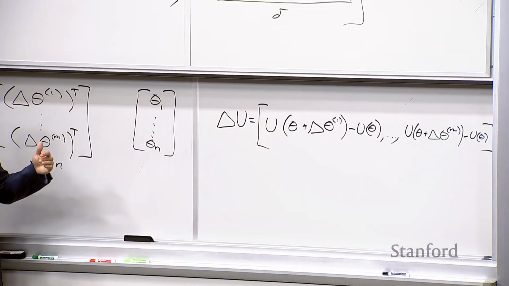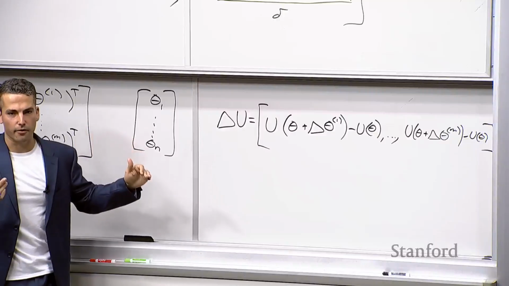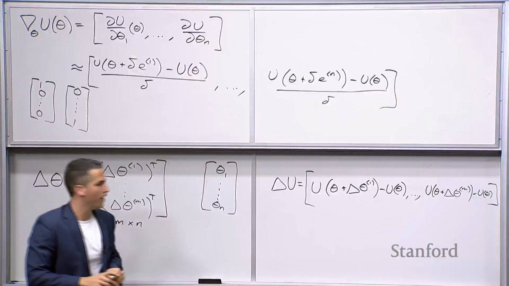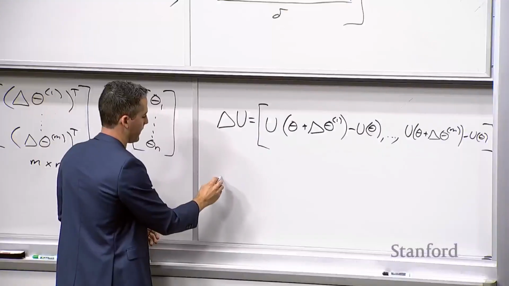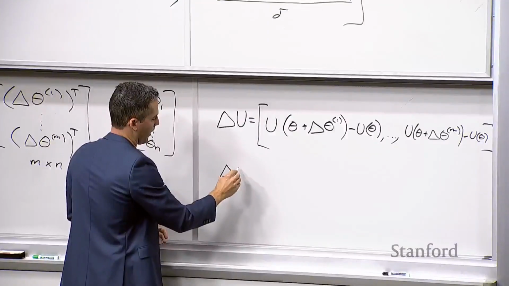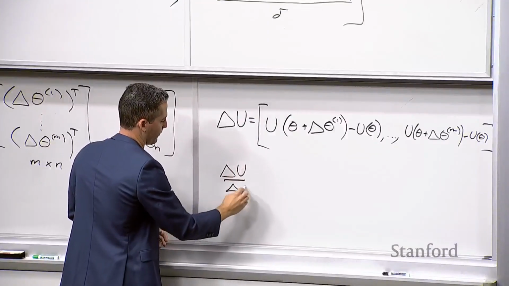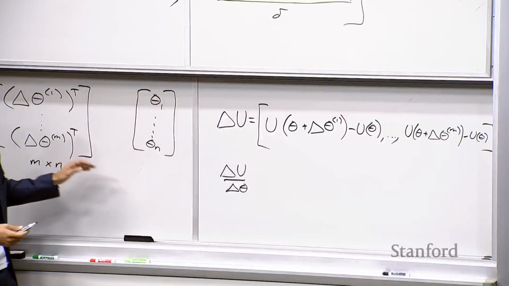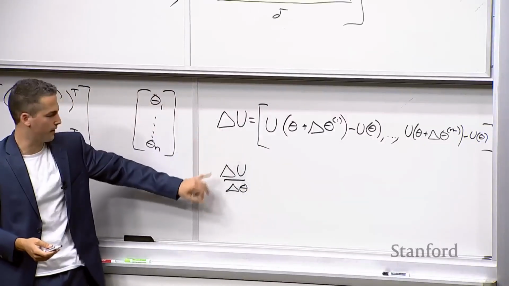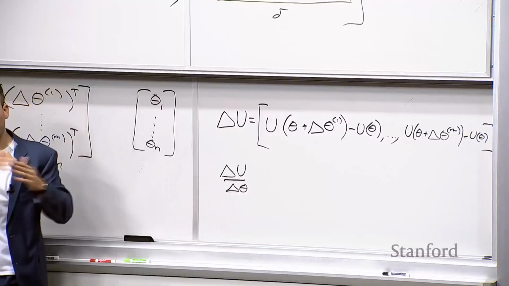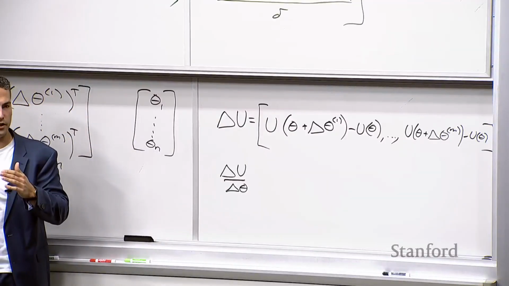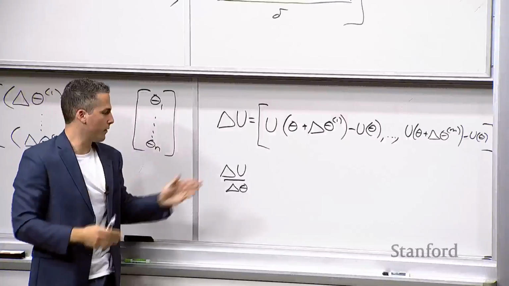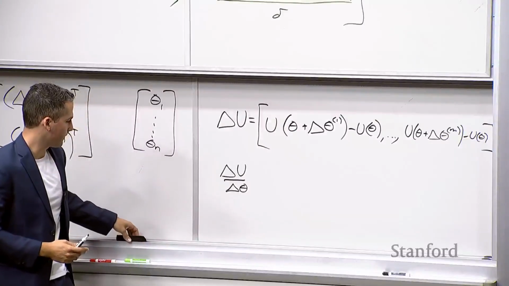Now, in the scalar case, if we want to look at the slope of a line, what we would say is that's just delta U over delta theta, the rise over run relationship. That's not what we're doing here, because these are vectors, so this doesn't make any sense. But mapping that back to give you the intuition: in the scalar case, if we wanted to approximate the slope of a line, we would just do delta U over delta theta.